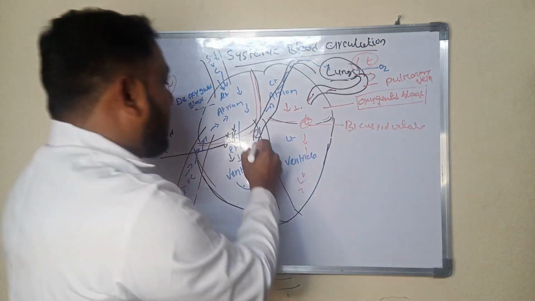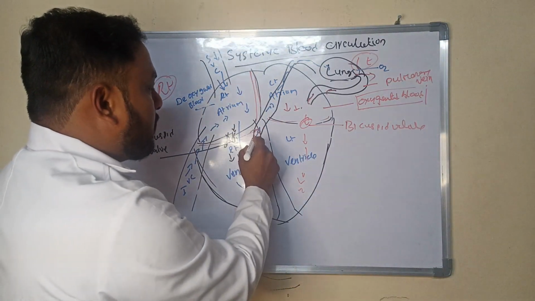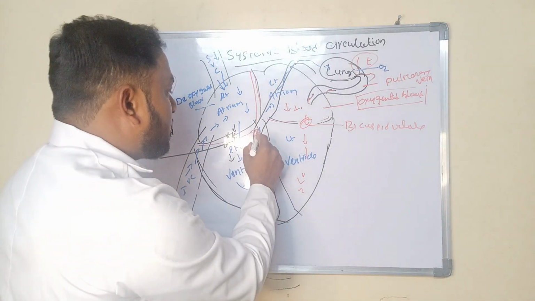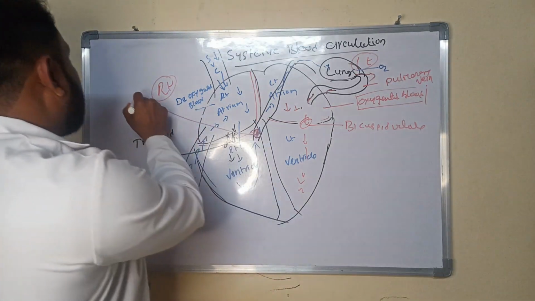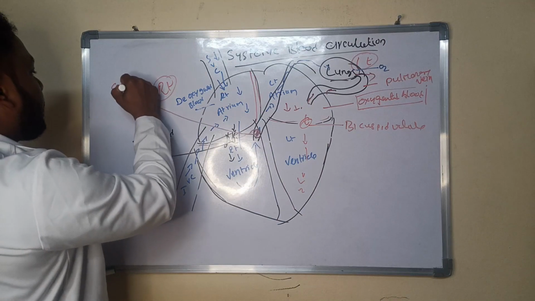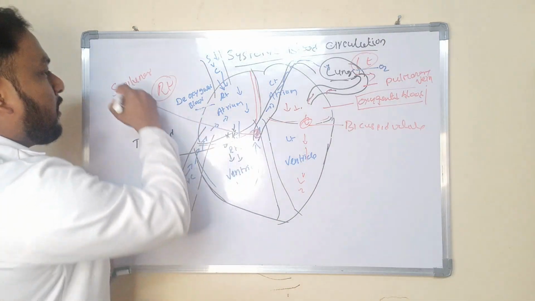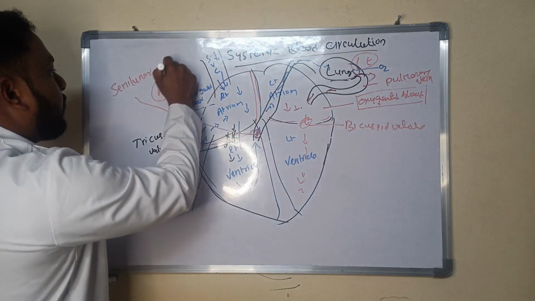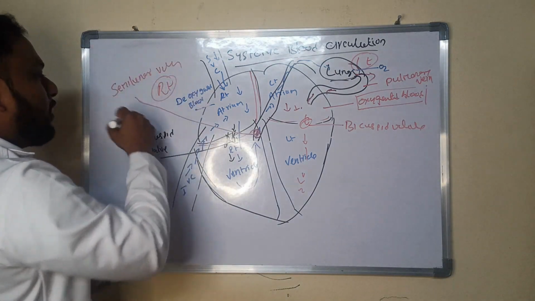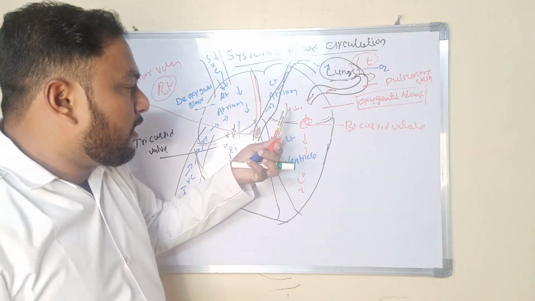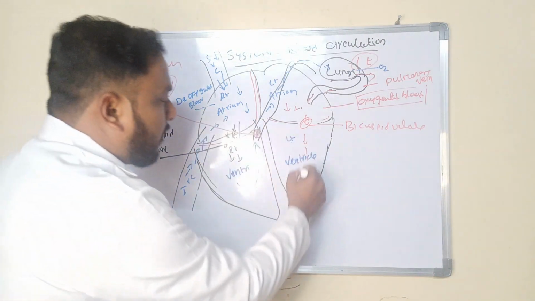Okay, and again here I forgot to tell you. One valve will be there in the pulmonary artery, that is called the semilunar valve. Semilunar valves will be there. The pulmonary artery semilunar valve will be there.